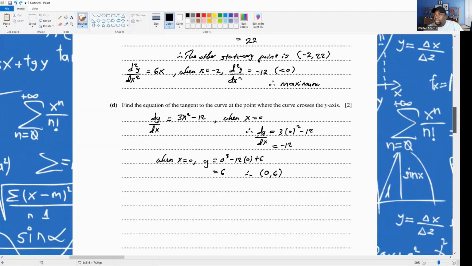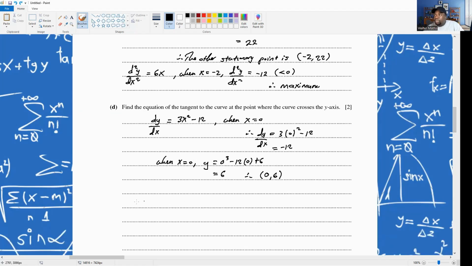So we can now just write down the equation of the tangent. So therefore, the equation of the tangent will be y is equal to mx, which is minus 12x, plus c, which is the y-intercept, which is 6. So this here is the answer to part D. All right, let me just underline it. So that's how we do it right here on part D.